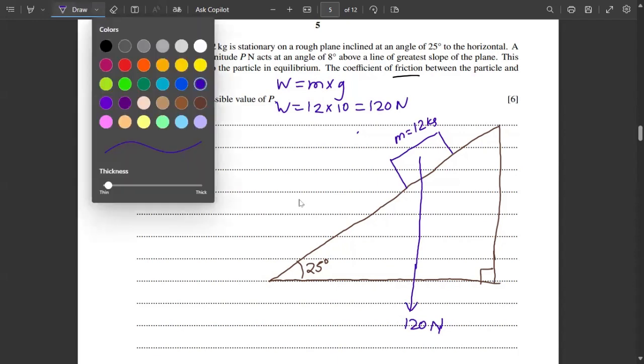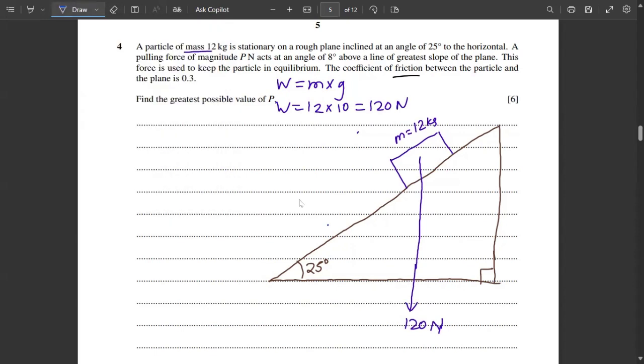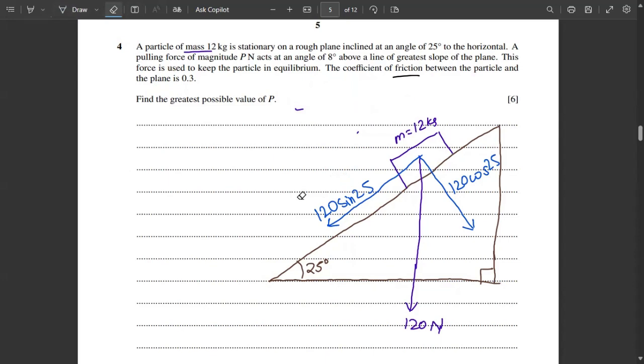Now that I have drawn this, let me also write the components due to the weight. One will act parallel to the slope, and one will act perpendicular to the slope. This will be 120 sine 25, and this will be 120 cos 25. This is the concept of mg sine theta and mg cos theta. So let me erase everything. Mg cos theta, mg sine theta. Yes. I may even erase this also.